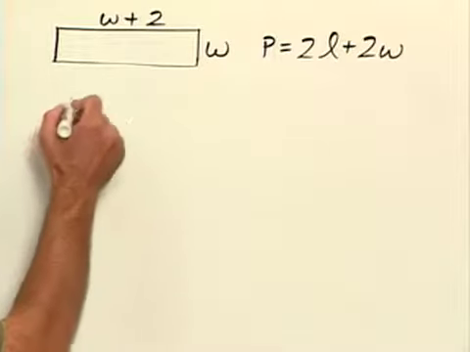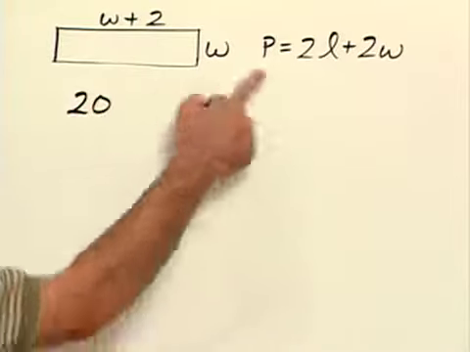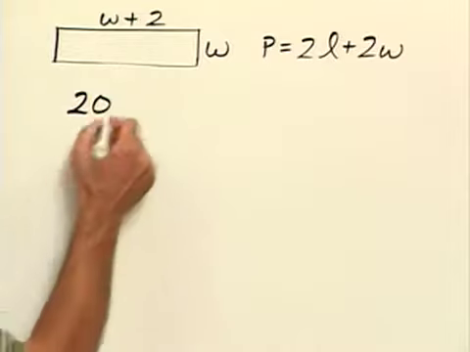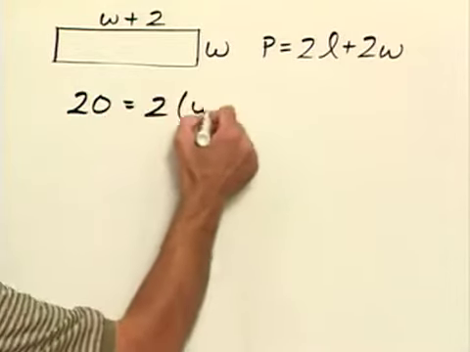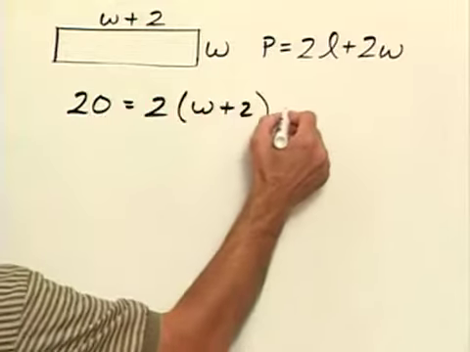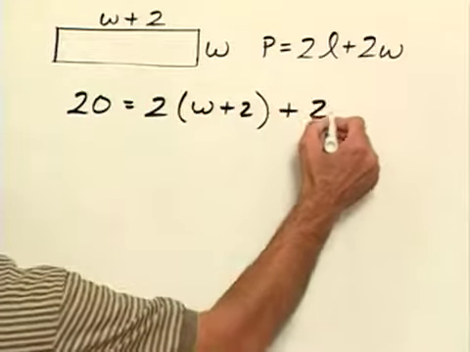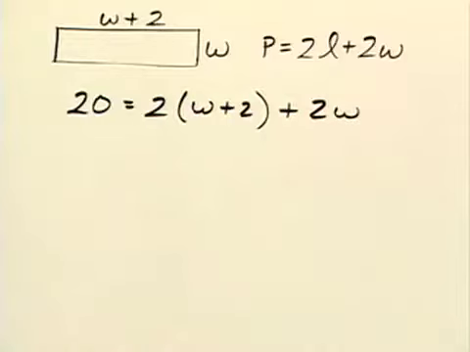So when I set up my equation, I'm using the formula over here for perimeter, and I'm going to have 20 equal to 2 times the length, which is W plus 2, plus 2 times the width, which is just 2W. So there's my equation. As I solve this for W, I will end up with the width of this rectangle, and then I can find the length of the rectangle.